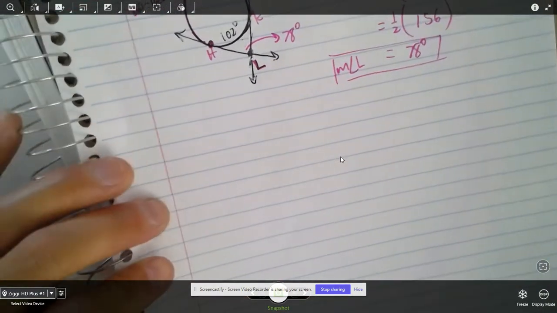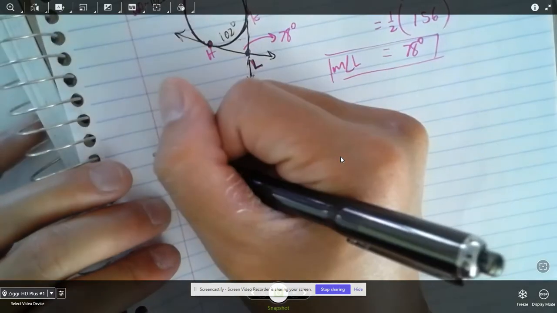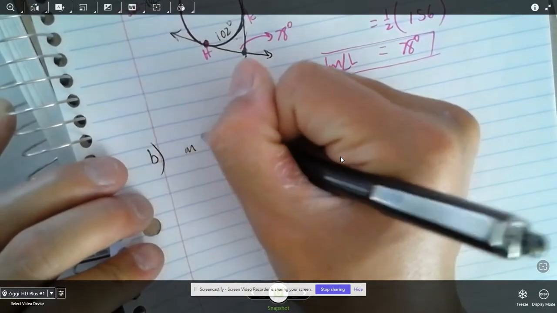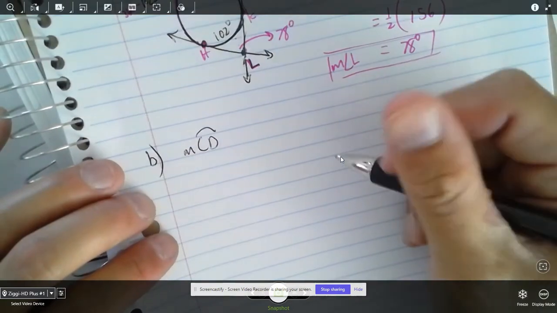I think I'm just going to do one more. Mr. Wee is a little bit tired now. Okay, finally, he's tired, right? Measure of angle CD. Wait, Mr. Wee, wait, that's not even an angle. That's an arc. Okay, sorry.